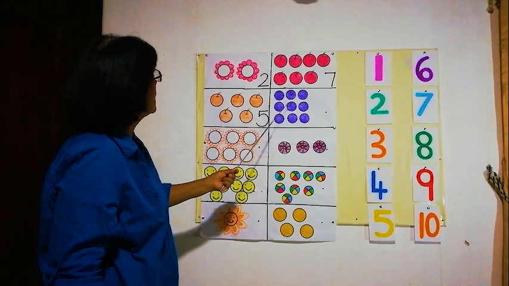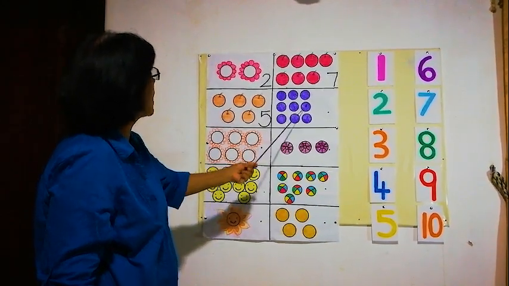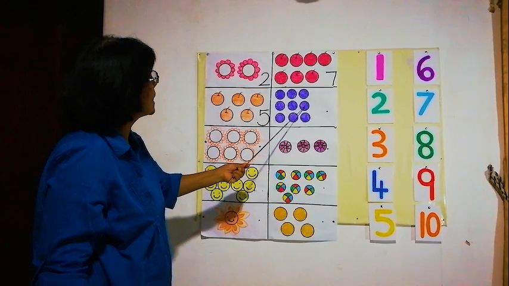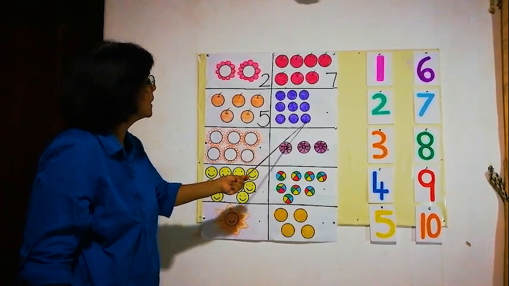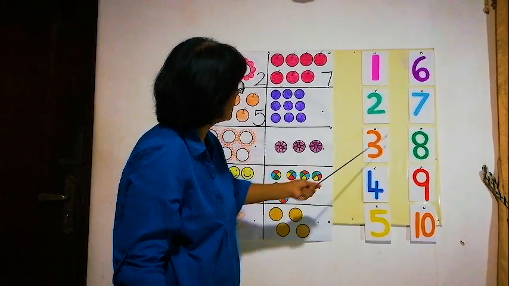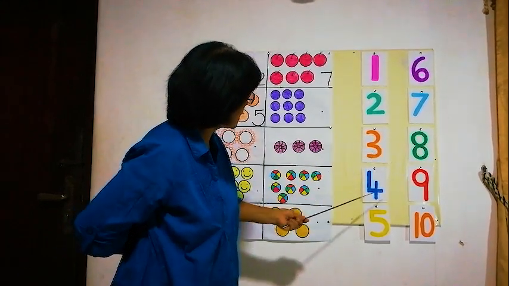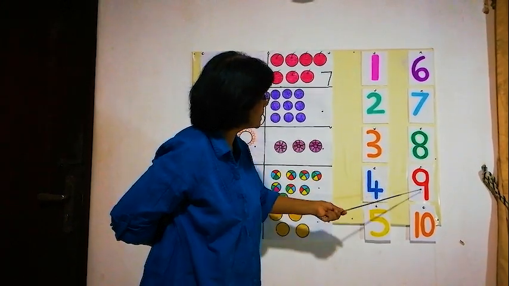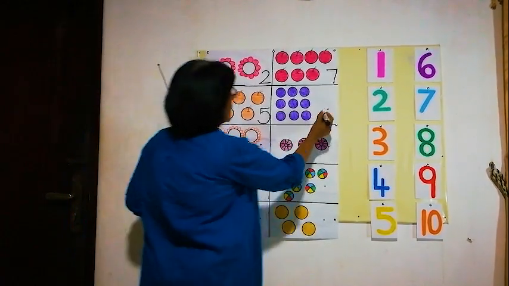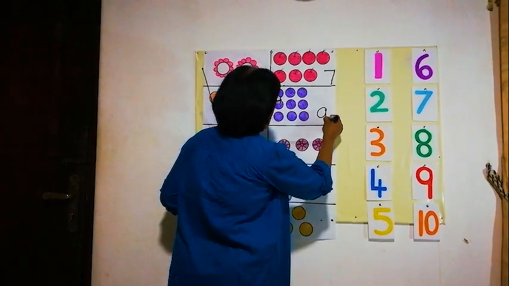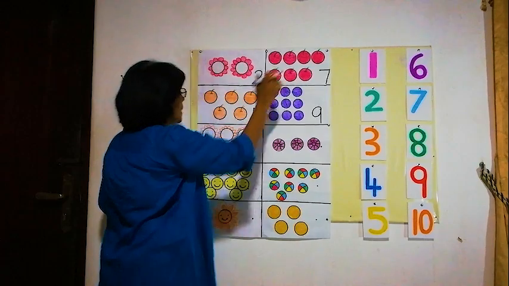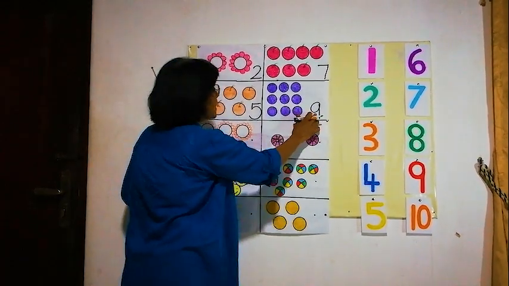Right? Now here, grapes. How many grapes here? We'll count and see. 1, 2, 3, 4, 5, 6, 7, 8, 9. 9 grapes here. Where's number 9? Is this number 9? No. Is this number 9? No. Is this number 9? Yes. This is number 9. So we have to write here 9. Number 9, 9 grapes. Now 2 flowers, 7 cherries, 5 oranges, 9 grapes.